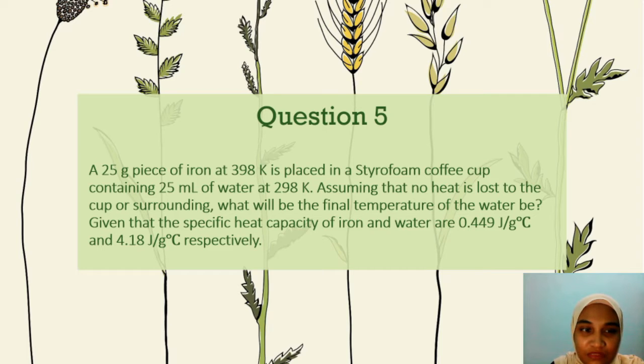So next, I will explain the solution for question number 5. The question is, a 25 gram piece of iron at 398 Kelvin is placed in a styrofoam coffee cup containing 25 ml of water at 298 Kelvin. Assuming that no heat is lost to the cup or surrounding, what will the final temperature of the water be? Given the specific heat capacity of iron and water are 0.449 joule per gram and 4.18 joule per gram respectively.